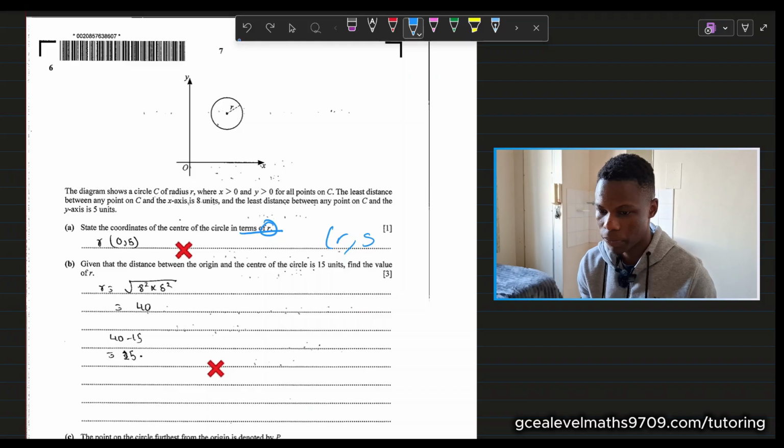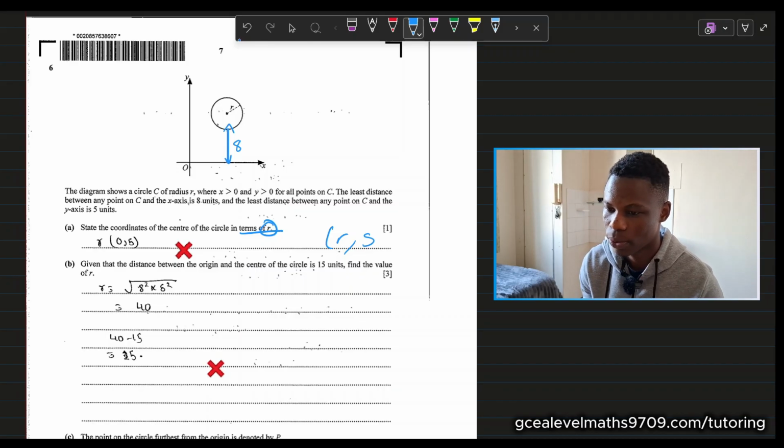So we've got a diagram with a circle of radius r, x greater than 0, y greater than 0 for all points on C. The least distance between any point on C and the x-axis. Okay, least distance, that would be this here. This is the least distance, that's 8. And the least distance between any point on C and the y-axis. So the y-axis is here, and the least distance would be that, and this must be equal to 5.